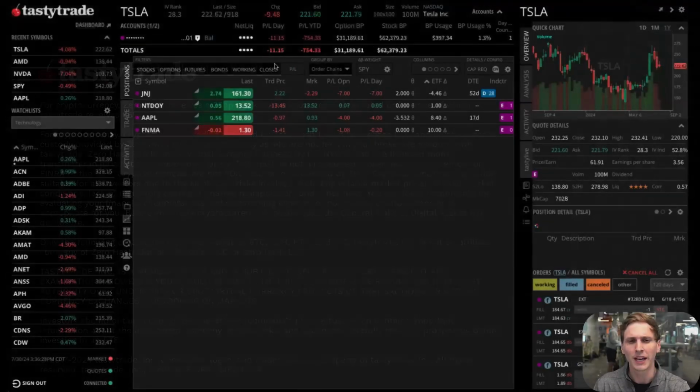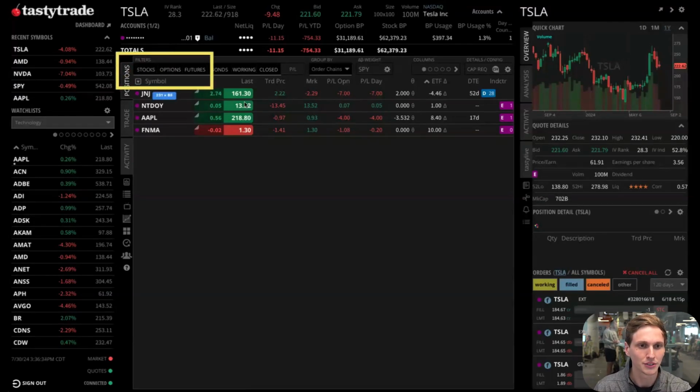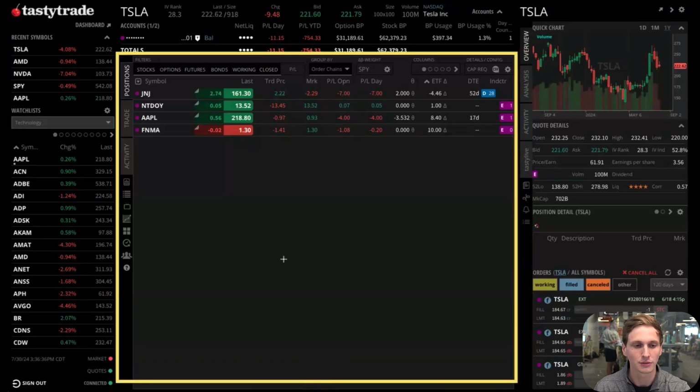Now, off the bat, when you get into the platform, you're going to be taken to the Positions tab. So this is the Positions tab right in the center of our screen. This is going to be our primary window where we go to manage our positions or place new trades, even look at charting and research.